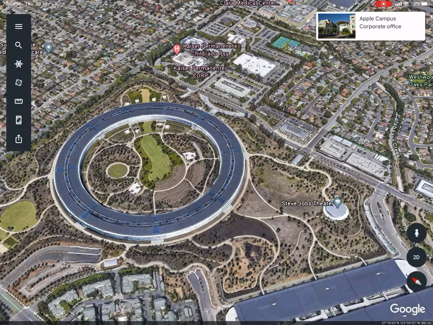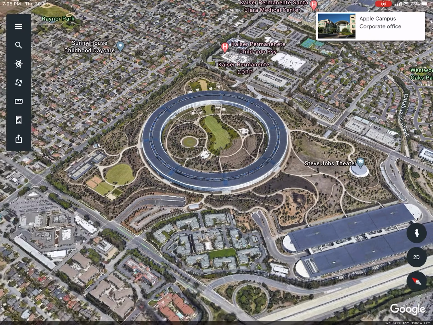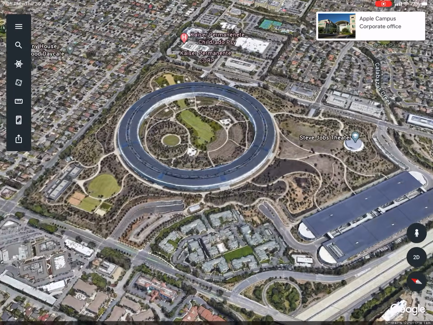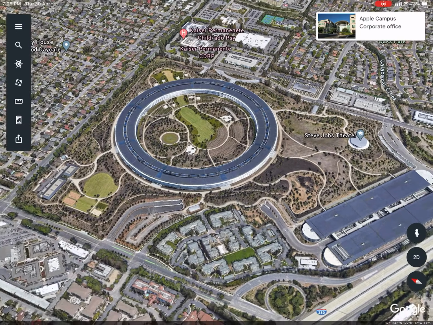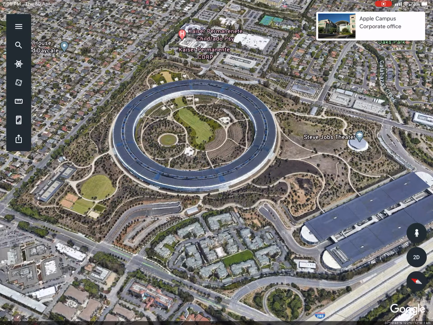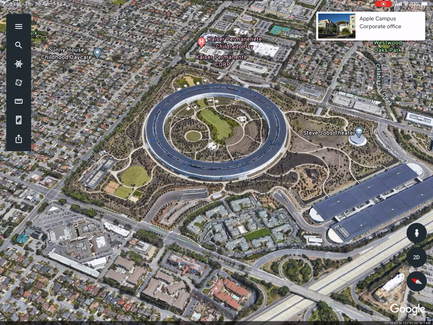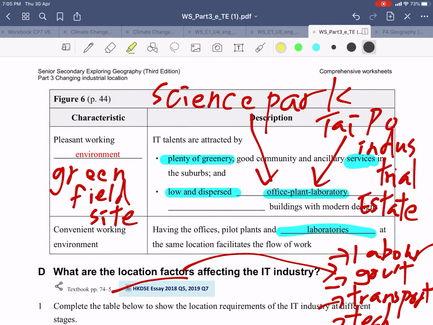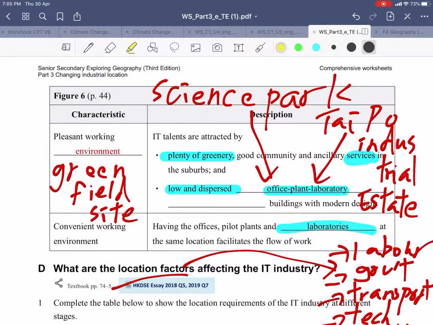But I don't know why it's not showing that this is Apple headquarters. But anyway, you can see the environment is very good for the Apple headquarters. Okay. And then a lot of greenery is here. Why? Because they need to work in a relatively pleasant environment to reduce their pressure. If not, they will go crazy from developing new tricks in Apple. Okay, so accordingly, they need to have a good environment and then good community and also auxiliary service.